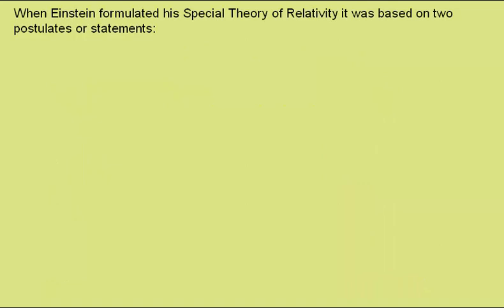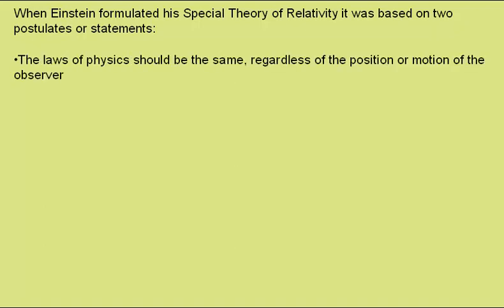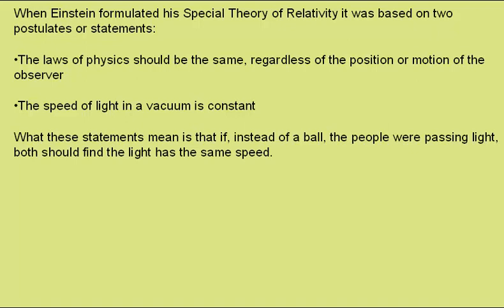When Einstein formulated his special theory of relativity, it was based on two postulates or statements. These were that the laws of physics should be the same regardless of the position or motion of the observer, and also that the speed of light in a vacuum is constant. What these statements mean is that if, instead of a ball, the people were passing light, both should find the light has the same speed.